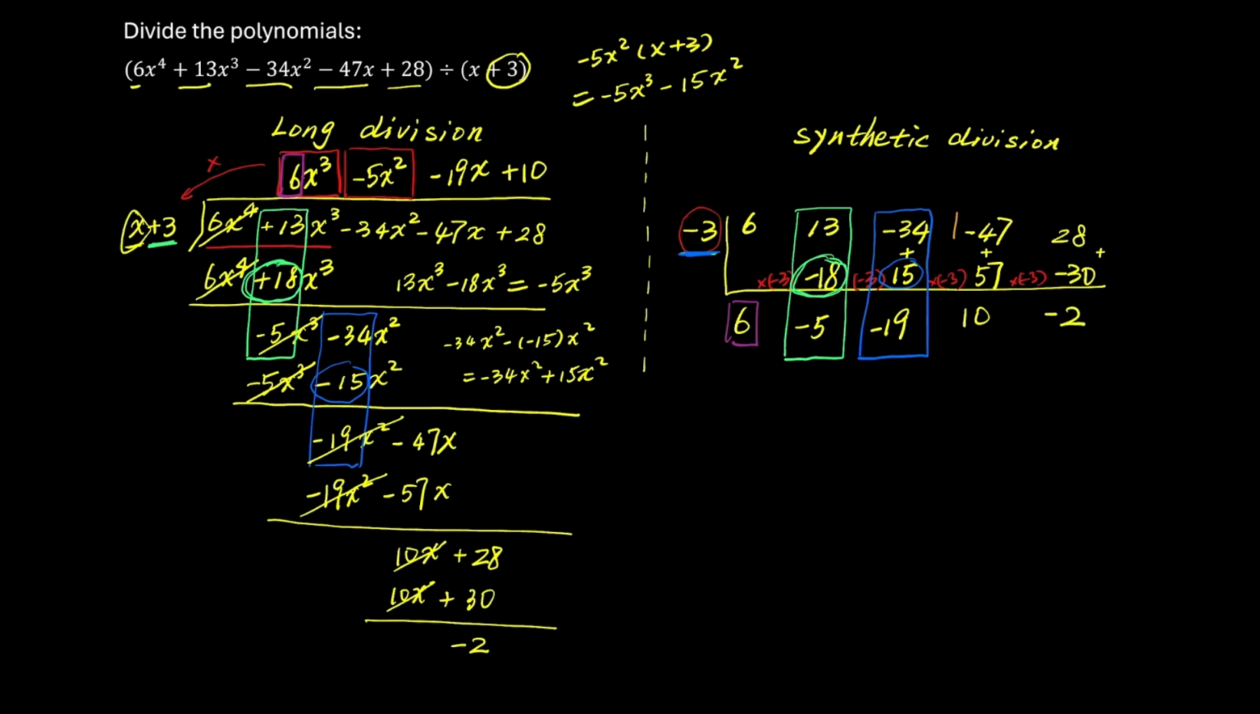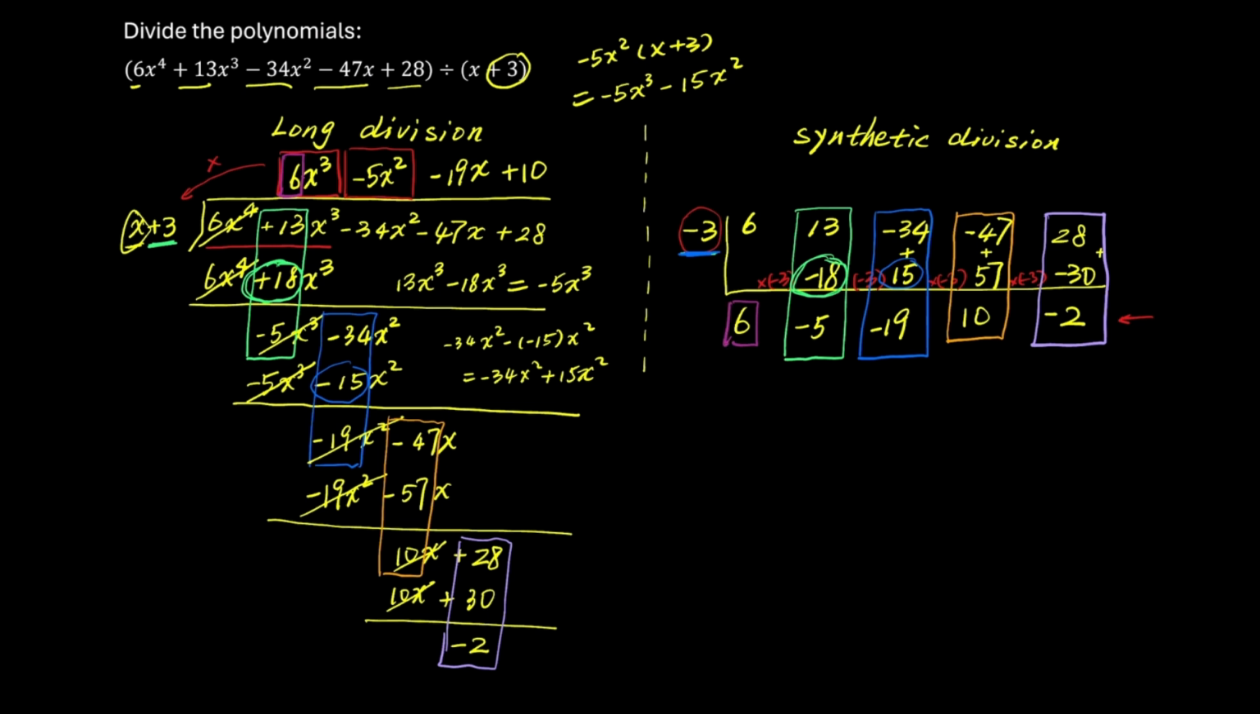Okay, now look at this column. It corresponds to the coefficients in front of x. And the very last column corresponds to these constant numbers. Now let's look at the bottom row of the synthetic division. The numbers 6, negative 5, negative 19, and 10. These numbers are the key. They represent the coefficients of the quotient.